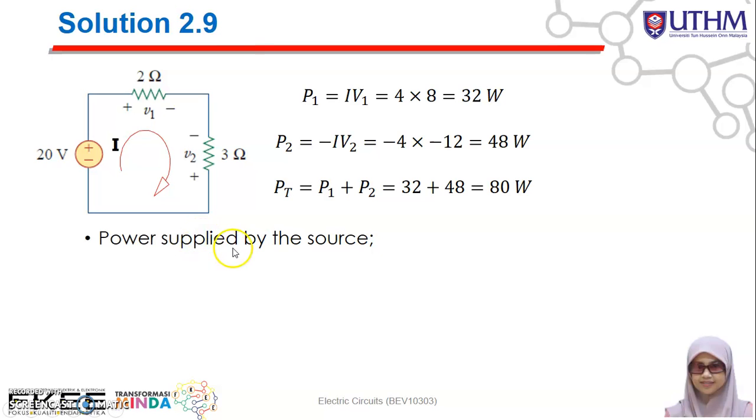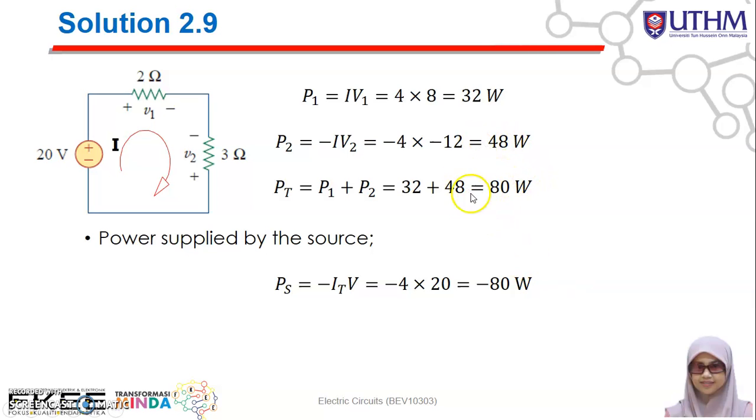And then, how much is the power supplied by the source? So, same thing, your current now flows from the negative side to the positive side. So, that's why you are using P equal to negative IV. So, in this case, power supplied by the source is equal to I multiplied by V, which is 20. So, negative 4 multiplied with 20. So, equal to negative 80 watt. Okay.